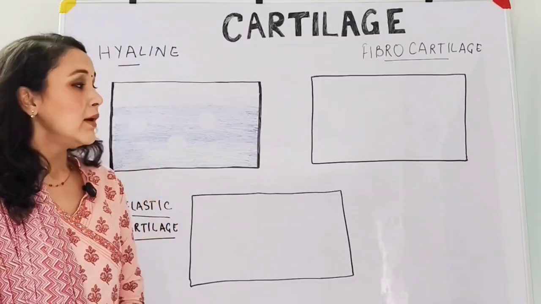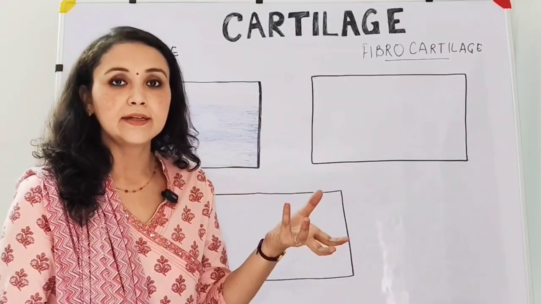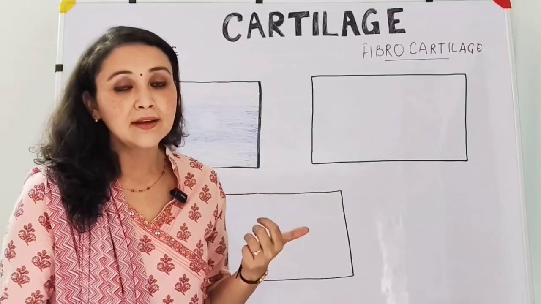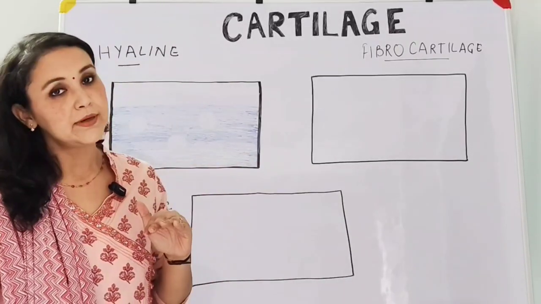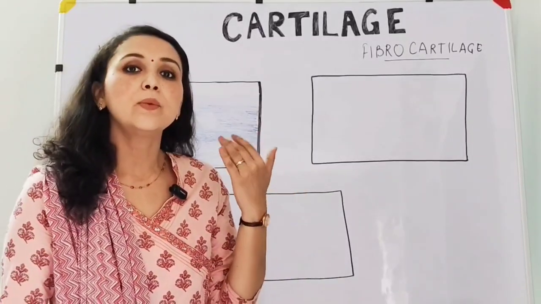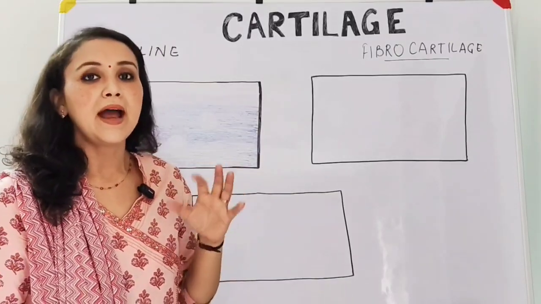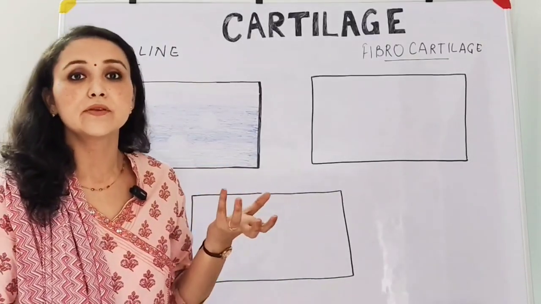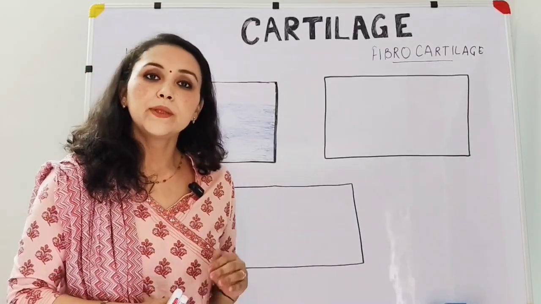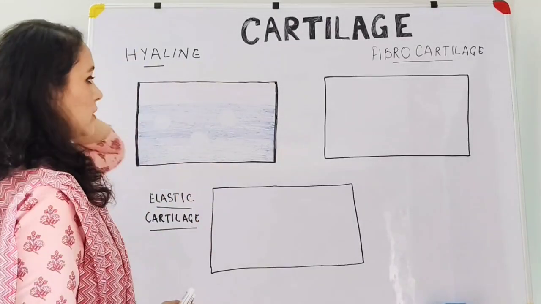Coming to the basic structure of a cartilage, like a connective tissue, it has a matrix that is made up of proteoglycans, that is gel-like, in which are embedded fibers. So obviously we'll have a matrix, we'll have the fibers, and we will have the cells which are producing those fibers, and the cells which are producing the matrix of the cartilage. So now starting with the hyaline cartilage, how do you draw this cartilage in the histology?